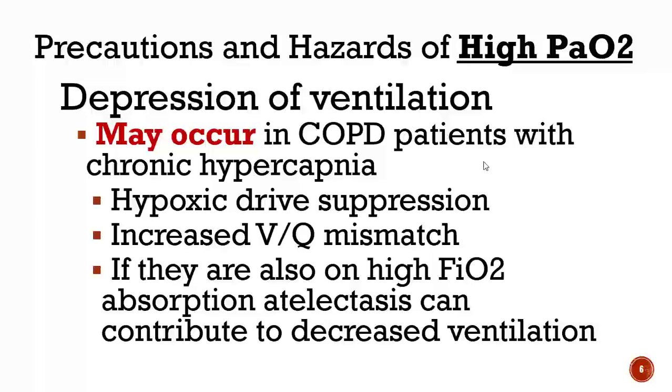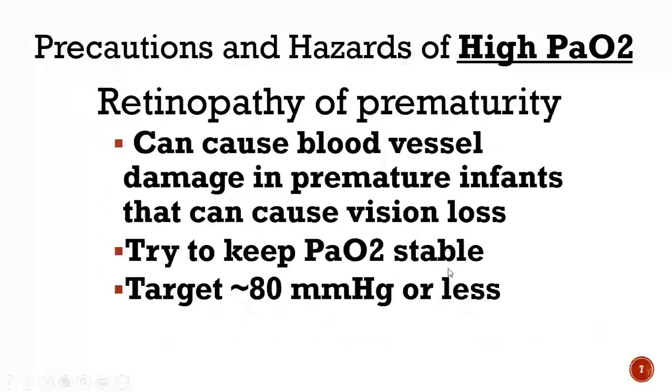The other portion of this is a little bit more confusing because it has to do with the high FiO2. So just be careful when you're reading this. If you happen to have somebody who is a severe chronic retainer who is also on a high FiO2, they're very susceptible to absorption atelectasis, and that can contribute to their decrease in ventilation. It's still a hazard of high PaO2. This is just a third component that causes it.